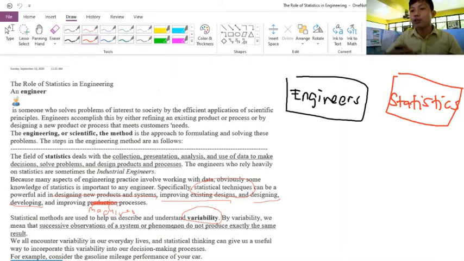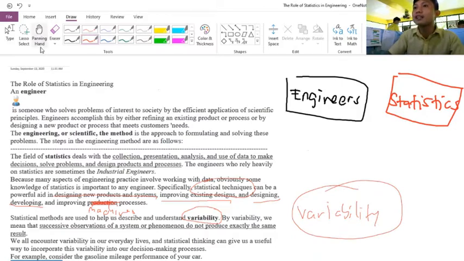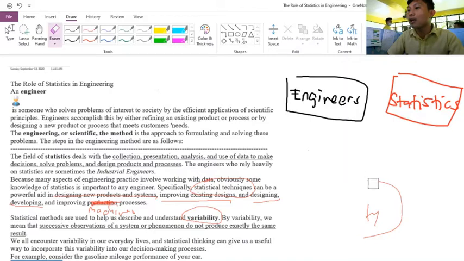So, as we encounter variability in everyday lives, statistical thinking can give us a useful way to incorporate this variability in our decision-making processes. Now, ang variability kasi is common na yan, or natural na yan sa mundo. Natural na talaga ang variability sa mundo. And since normal na ang variability, how do we deal with variability in our decision making?